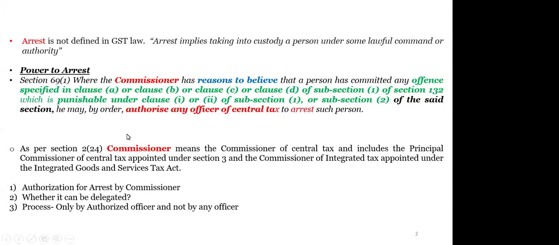Any officer, authorized officer, you are saying is the same as proper officer? Because, sir, Section 69 says authorize any officer of central tax. So there is one deputy commissioner who is 50 kgs. There is one CTO who is 90 kgs and a strong person.